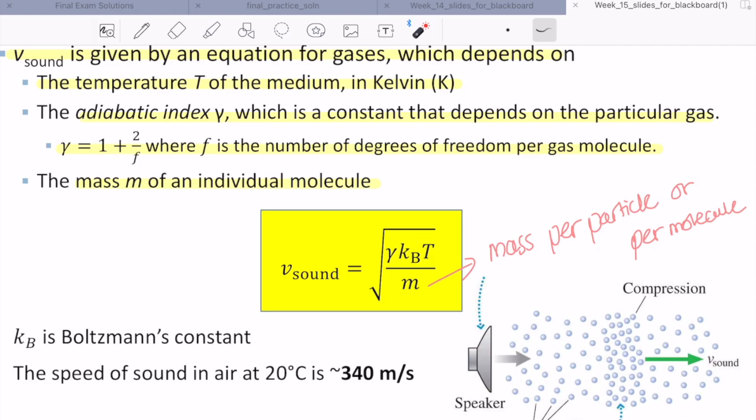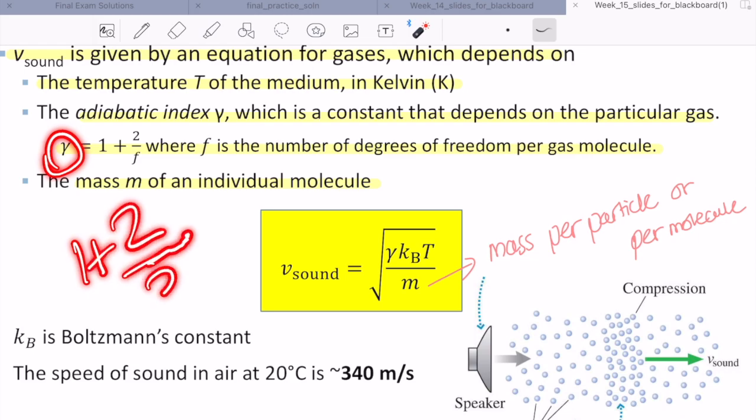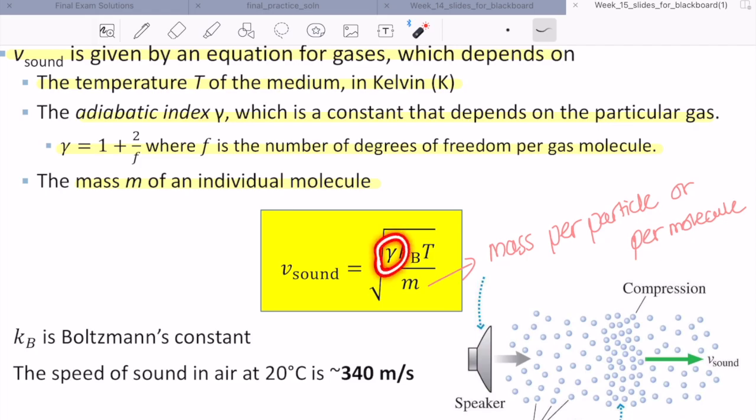So if we're looking at an ideal gas, remember what I said about degrees of freedom in the last session: for every single ideal gas particle, you have 3 degrees of freedom, 3 ways of storing energy, Vx, Vy, and Vz. So for an ideal gas, the adiabatic index would be 1 plus 2 divided by the number of degrees of freedom per particle, which is 1 plus 2 divided by 3, or 1 plus 2/3. That would be your adiabatic index.